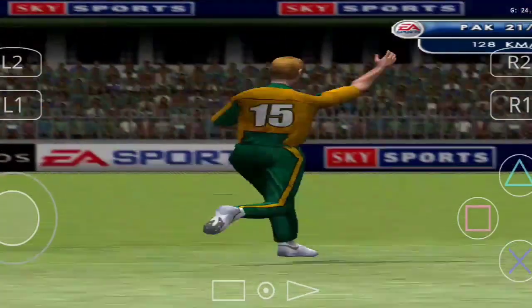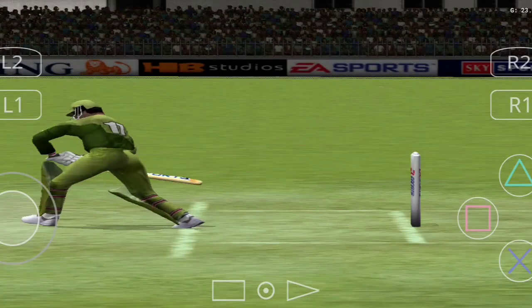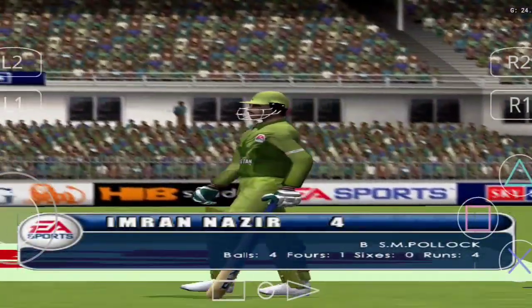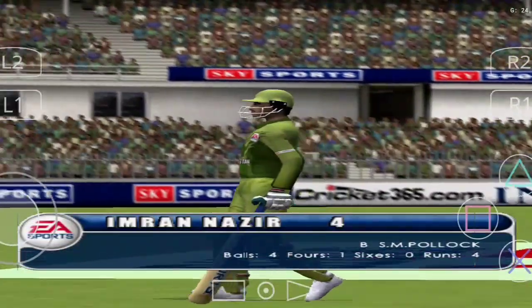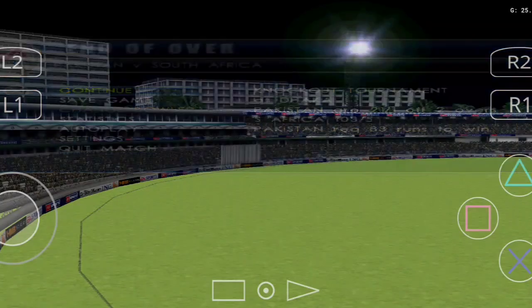Oh, and he's bowled him. Imran Nazir was completely beaten by that one. South Africa, an early wicket like that can be crucial. Now we'll see how the batting team respond. Imran Nazir goes for only 4. 11 runs came from that over by Pollock.